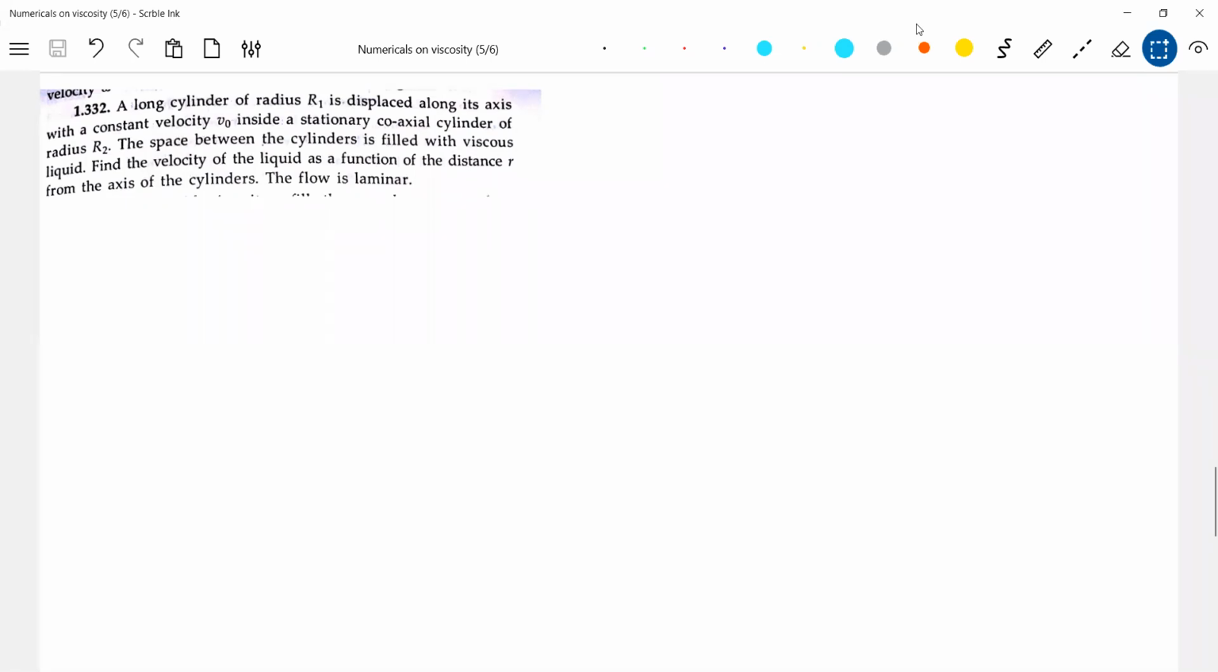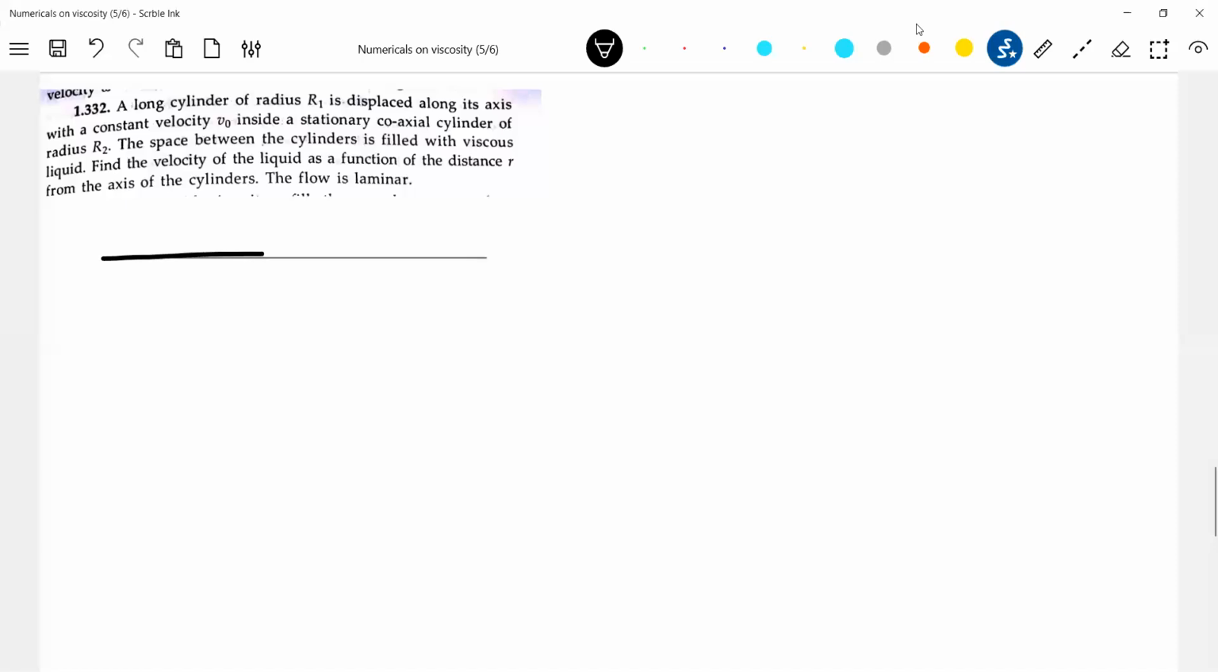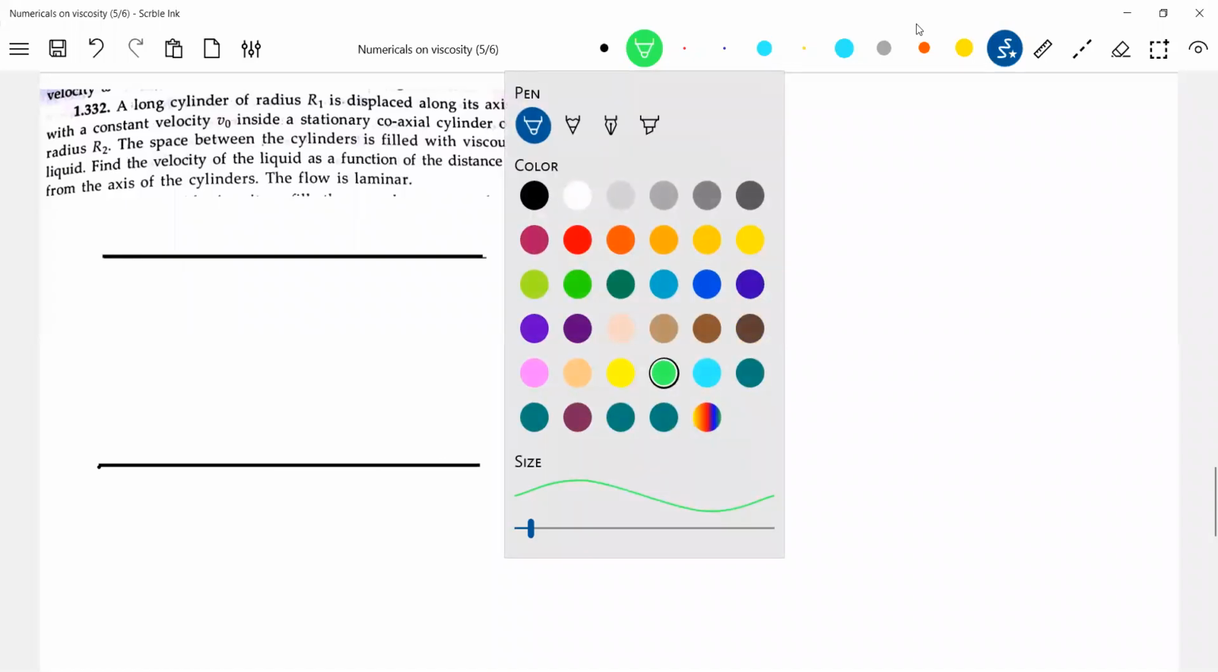This is a long cylinder, a long cylinder. So there is actually a coaxial cylinder. Let's have this one. So this is the long cylinder. Then I'm going to bring another contrast color.